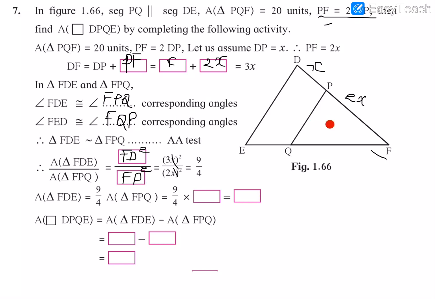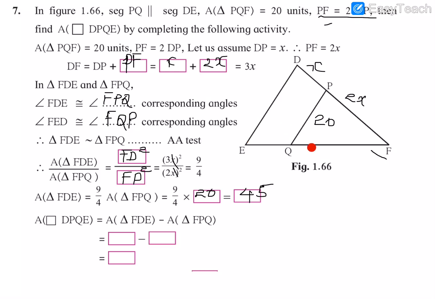So same triangle FPQ or PQF, the area will be same, so I am substituting the value in this equation, that is 20. So 9 by 4 into 20, it will be 9 into 5, that is 45 units will be the area of this triangle, that is triangle FDE. So the area of the big triangle FDE we have found is 45, but also we know that in the question the area of this small triangle is given as 20 units.